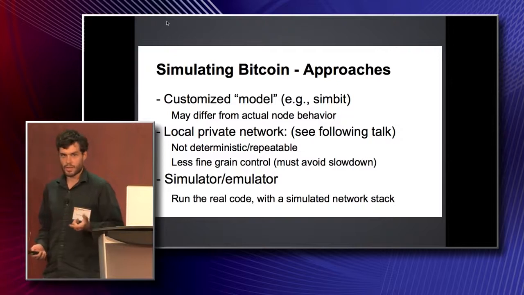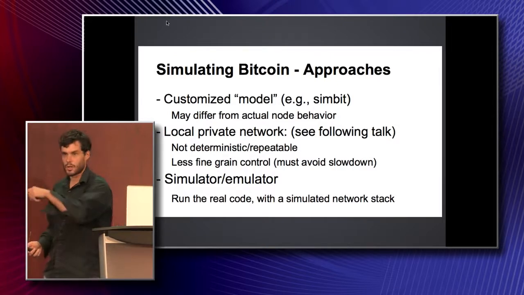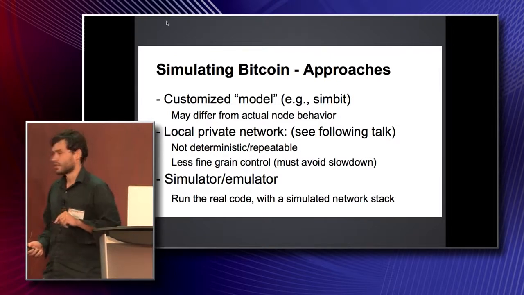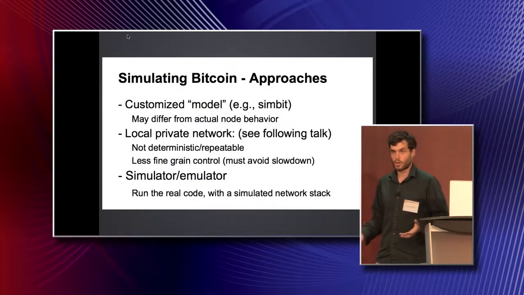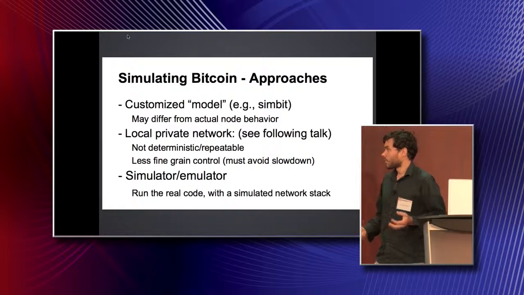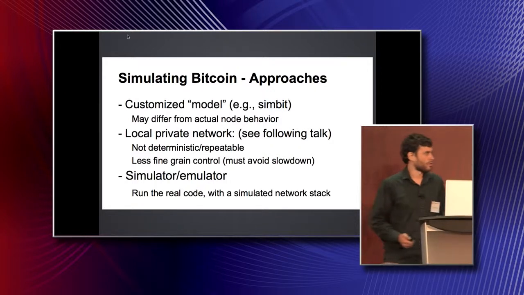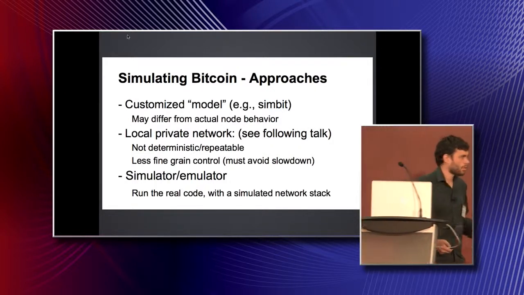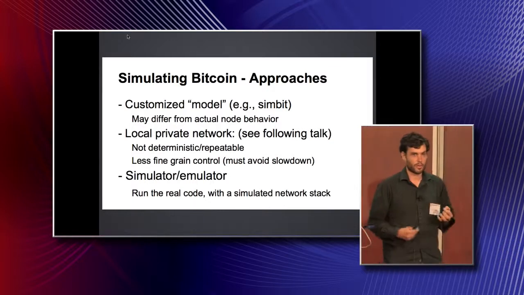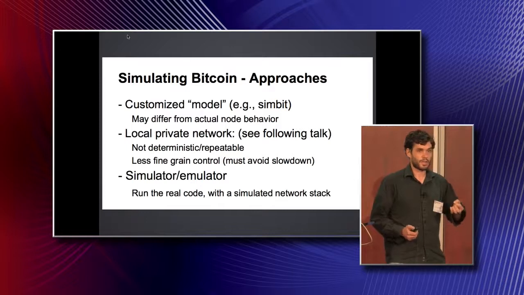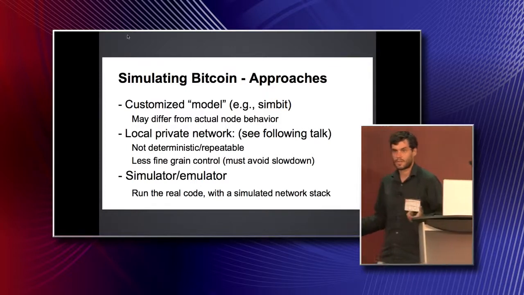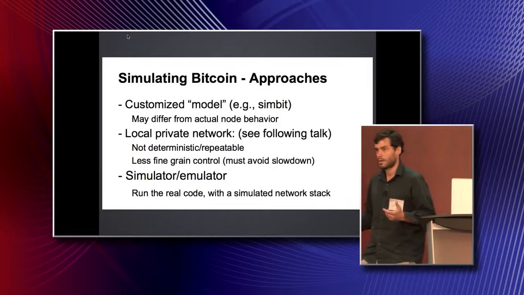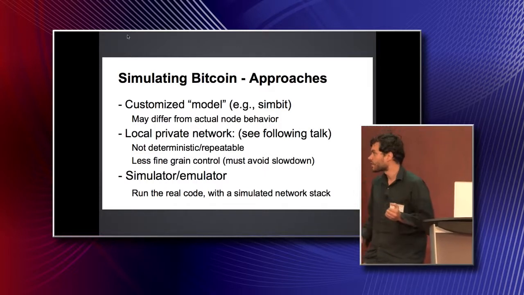So a better approach, which resembles the previous talk, Itai's system, is to have a local private network where you're actually running the real Bitcoin code. But one problem with this is that you don't then have as full control over the network. So if what you care about modeling are race conditions, it may be hard to repeat those. And second of all, you need a very powerful computing system because you need to run it basically in real time. So you would need about as many cores as you want to have nodes.